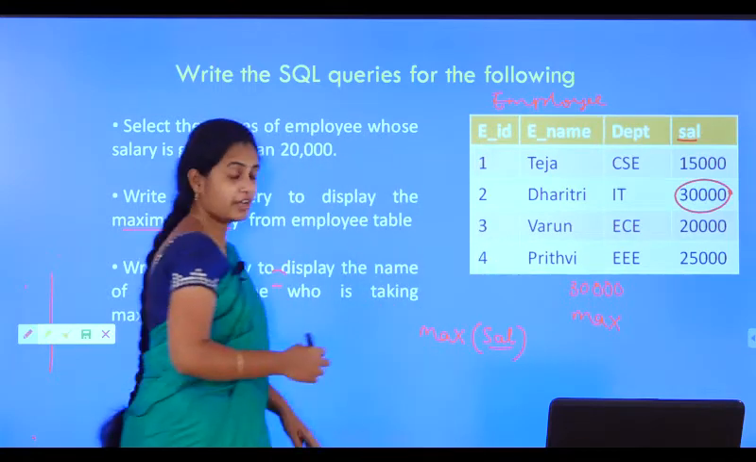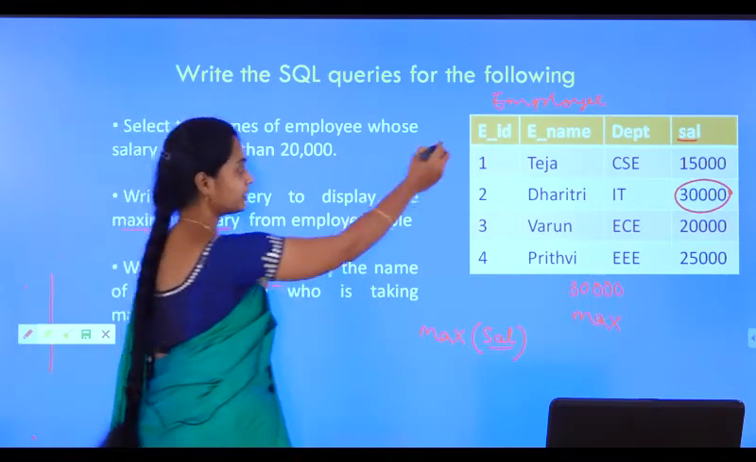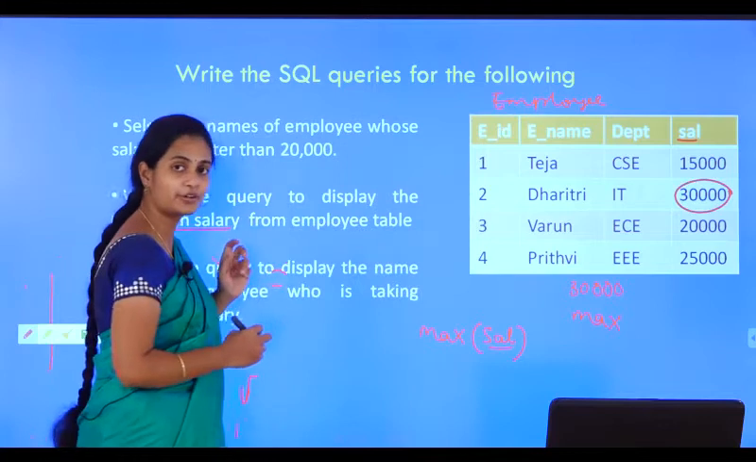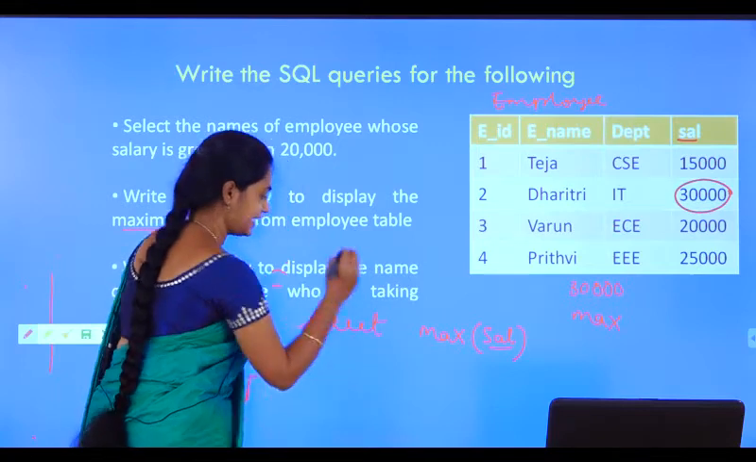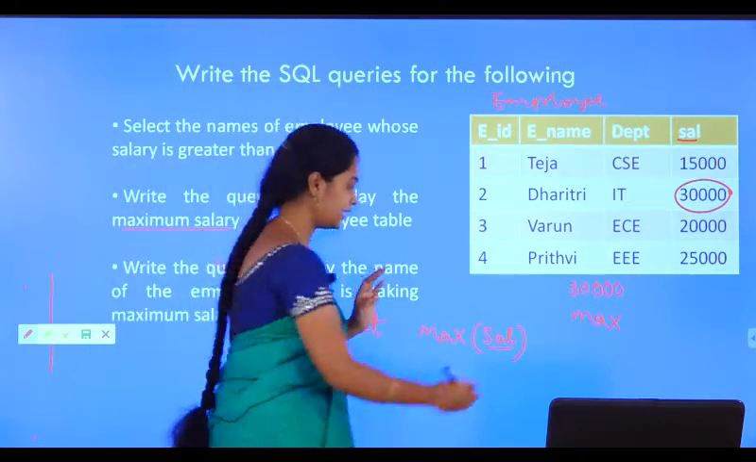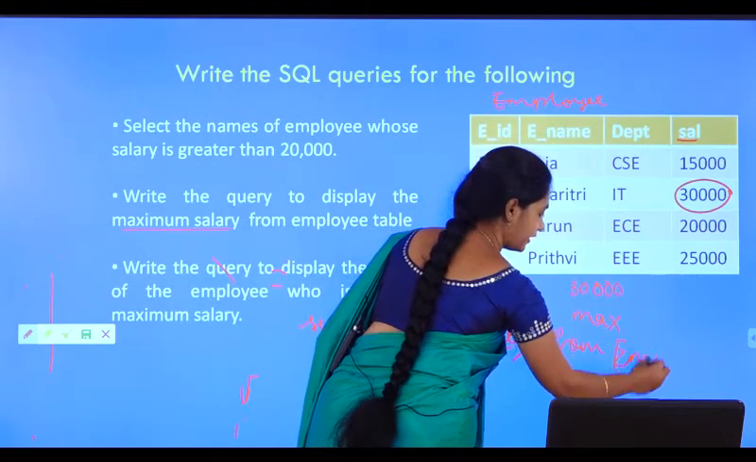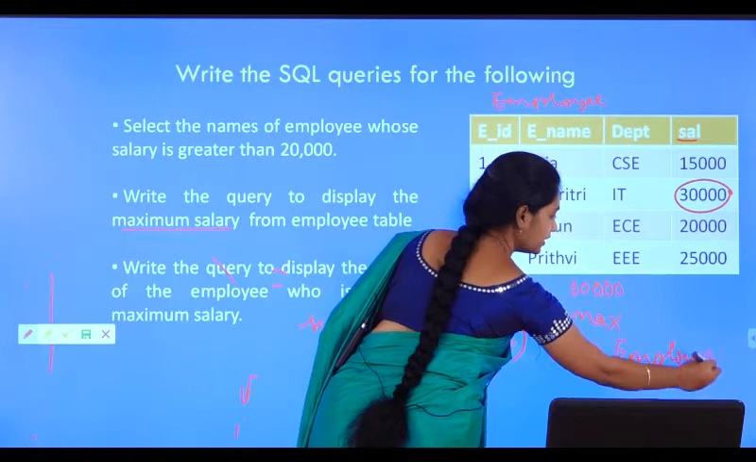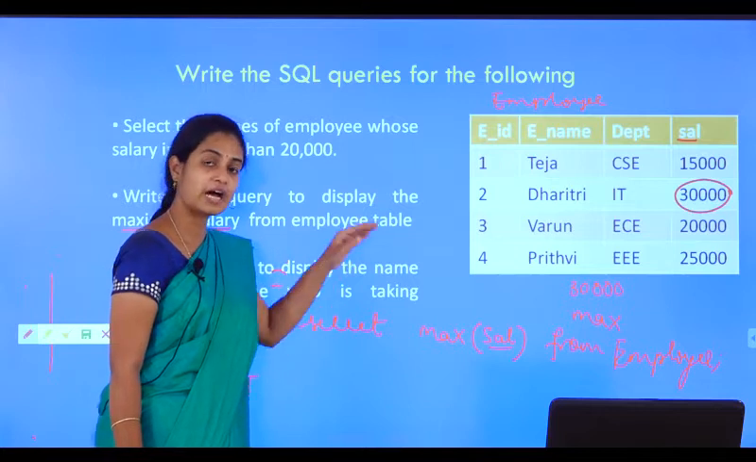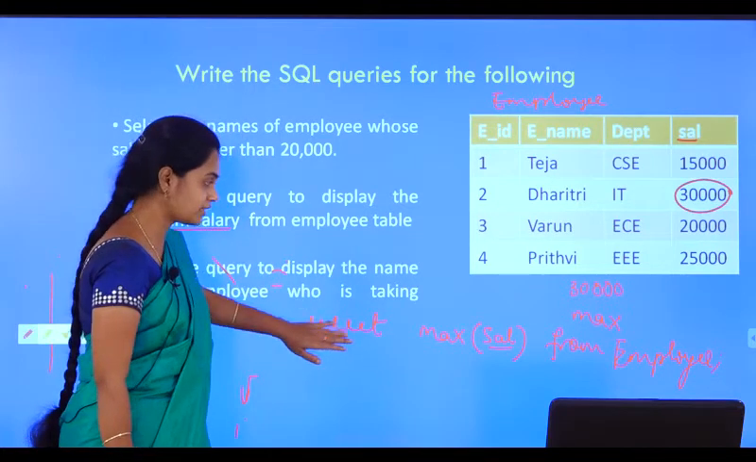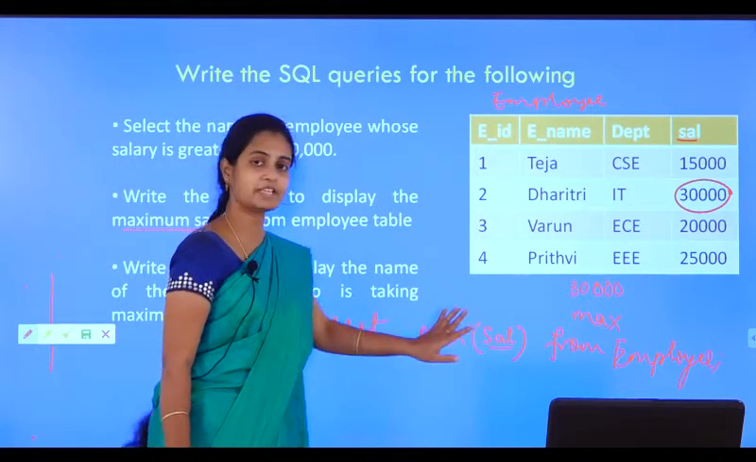Now, from where should this maximum of salary be retrieved? You need to retrieve it from the employee table. Now how do you write your SQL statement here? Select maximum salary from employee. That's all. So this is the query you need to write. What happens here? You do not have any where condition. So how will this query be executed? It will select the maximum of the salary.